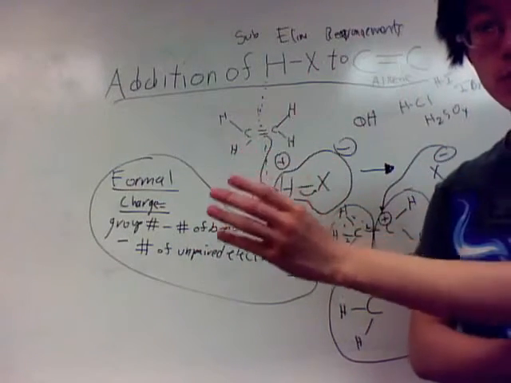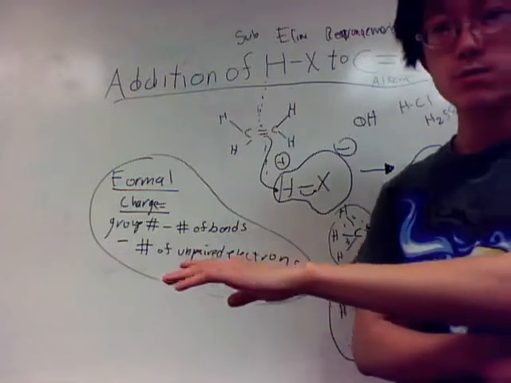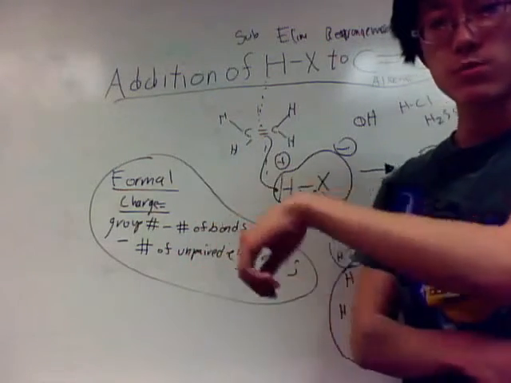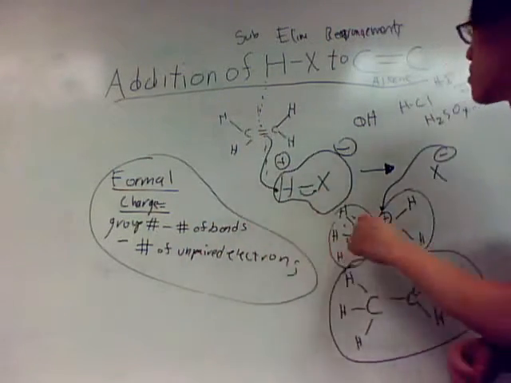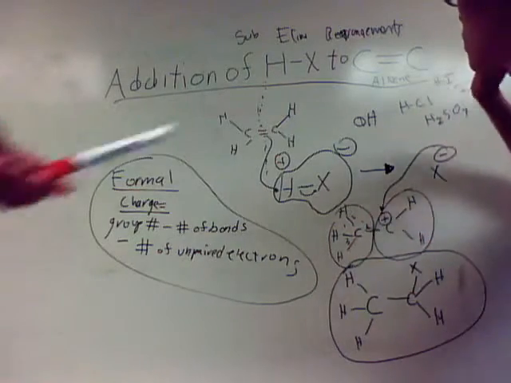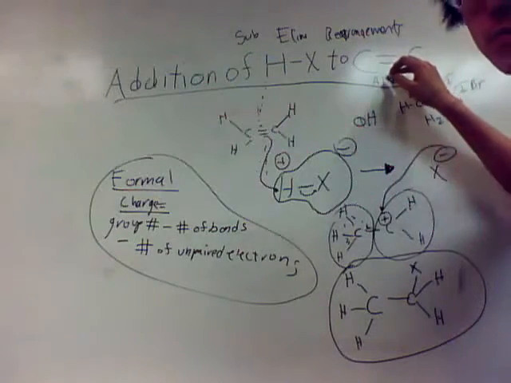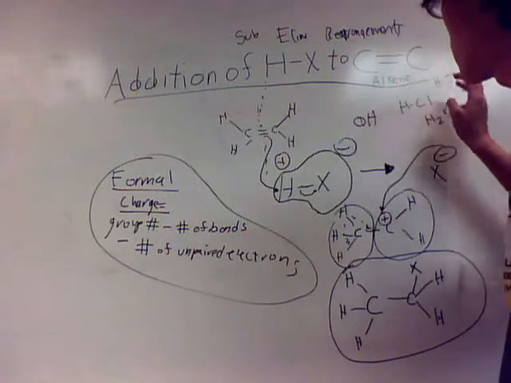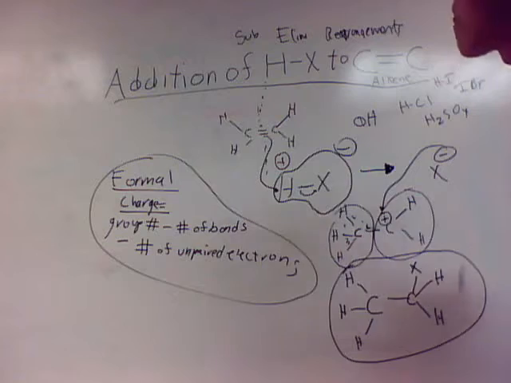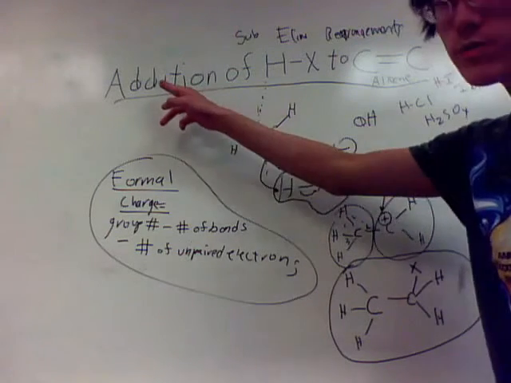As you're moving down, the periodic trend is that it becomes a stronger and stronger acid. But that's Gen Chem stuff, which you should have already learned. An alkene is a carbon double bond to a carbon. So first of all, this is an addition reaction.